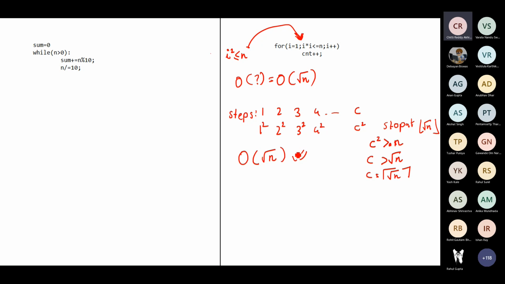Okay, so now this program you will see is just basically, if you are given some n equals 234, for example, then what this does is this is the sum of digits. You're just finding out the sum of digits in base 10. Okay, so this program, what do you think the O should be?